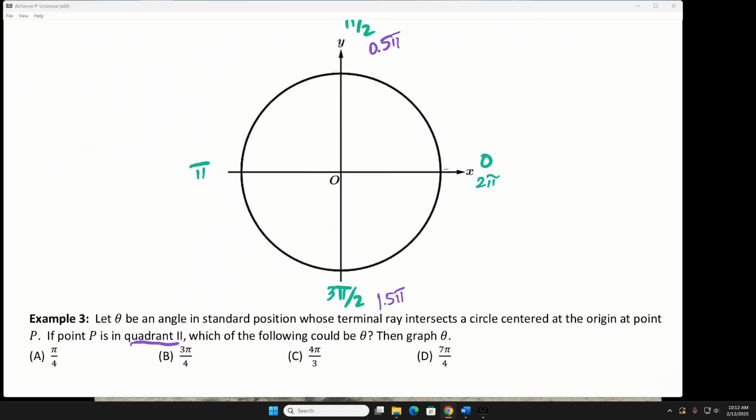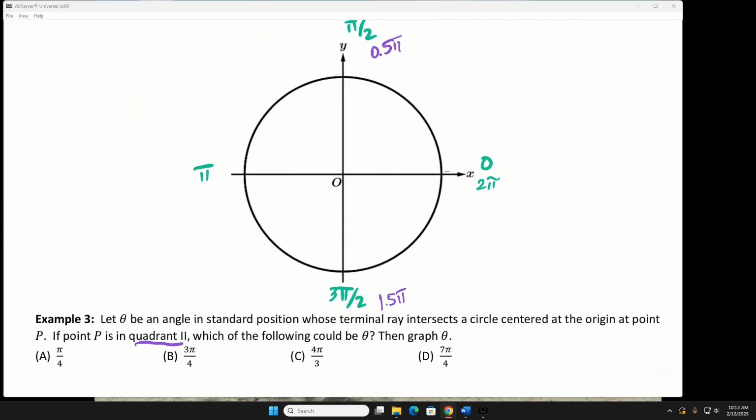And so you're trying to figure out which ones fall in between half of pi and pi, or 0.5 pi and pi. So if we're looking at the fractions here, which one of those falls between half of pi and pi? B, 3/4 of pi. That's the only one that's in quadrant 2.